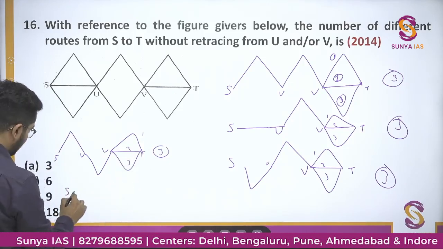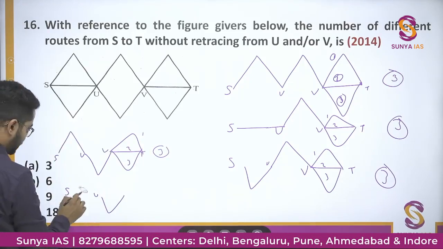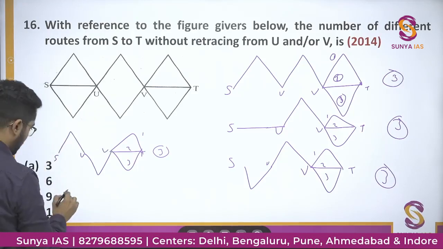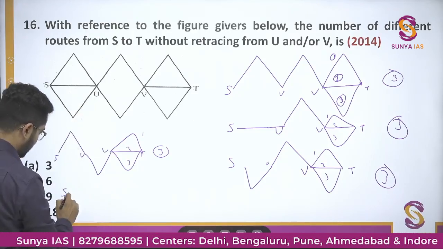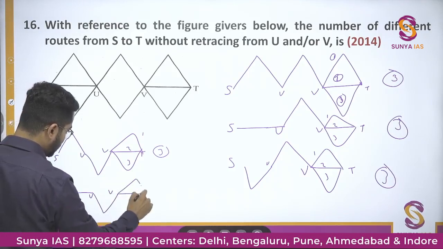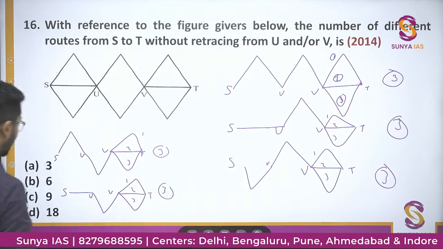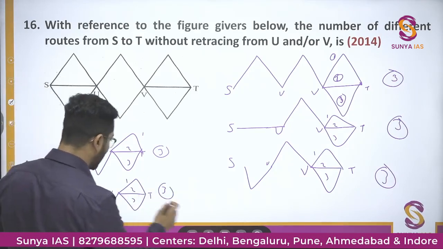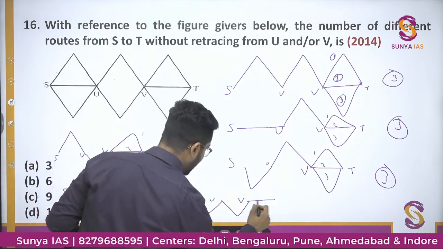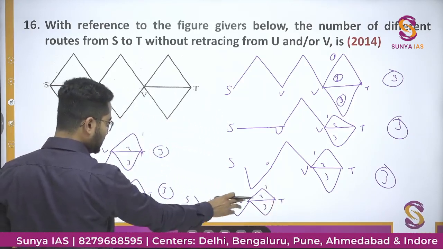Then again S, U, again I can take this bottom root, and here I can take S, I can take that straight root, U. Here I took the bottom root U V, and then again I can take three roots to T. 1, 2, 3, three roots again. And the last one will be where I go from S to the bottom, S U, again I take the bottom root to V, and then I have three roots to T. 1, 2, 3, S U V, three. So again three roots.